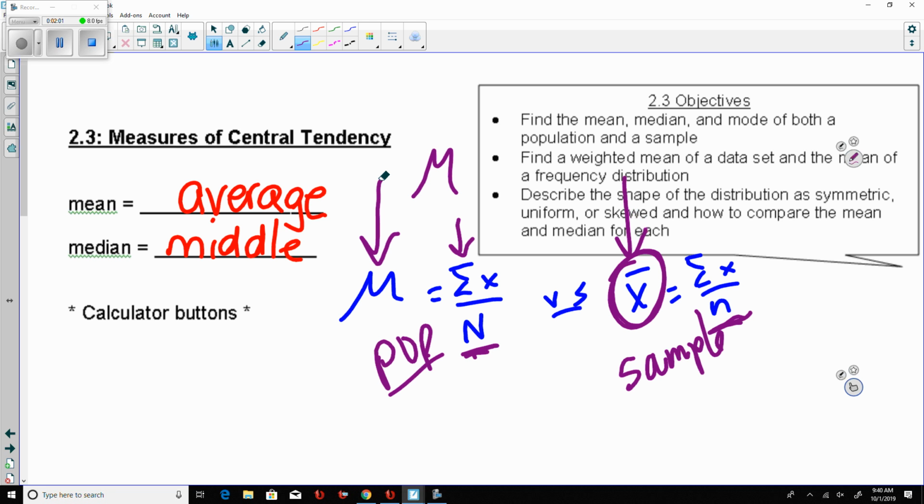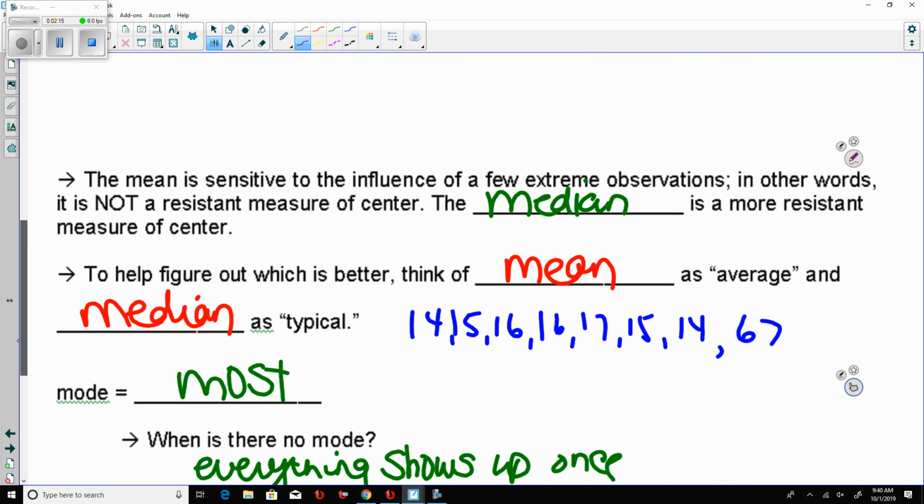Okay, calculator buttons, we'll go over what to put in for the calculator. That way you can get the average and the median. The only thing you won't be able to get is the mode from the calculator. You've got to figure that out. But everything else will be pretty much self-explanatory.